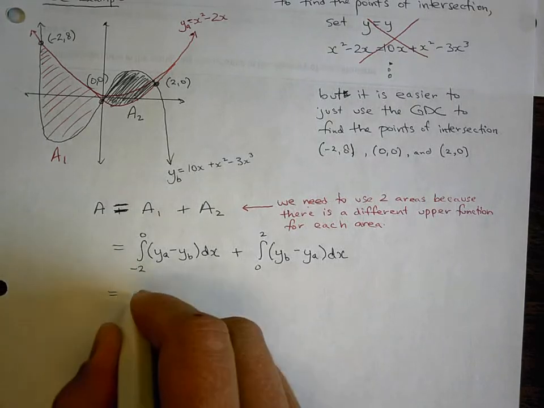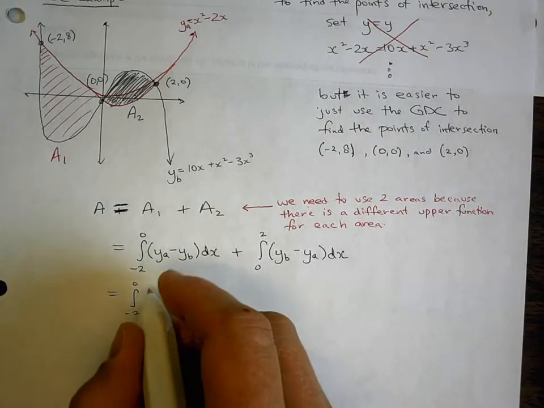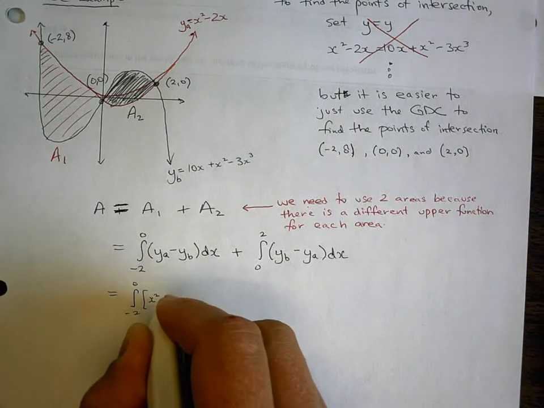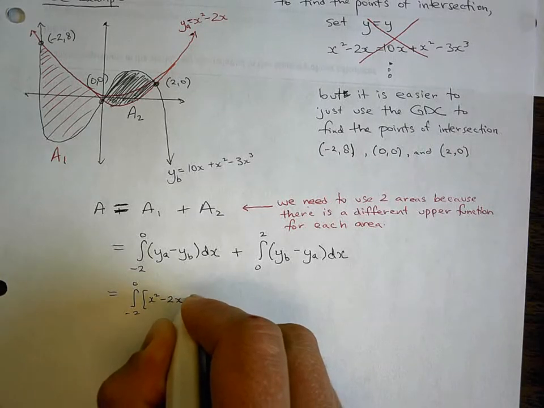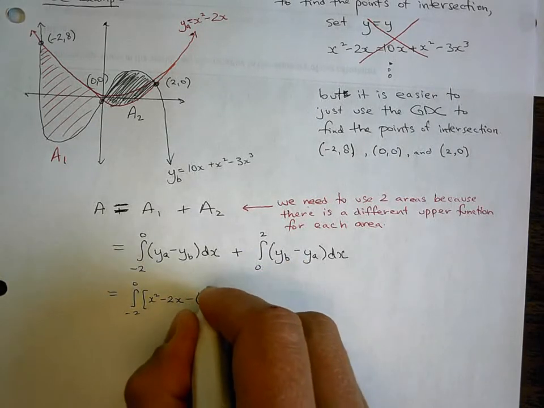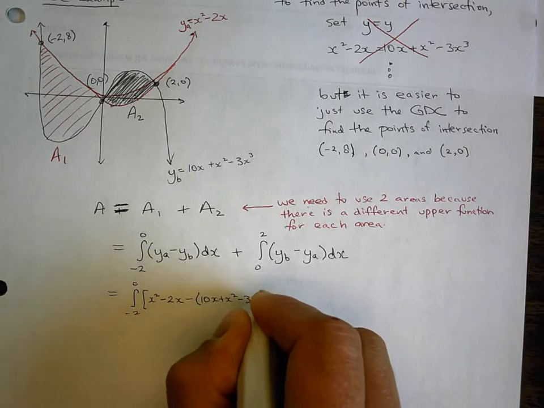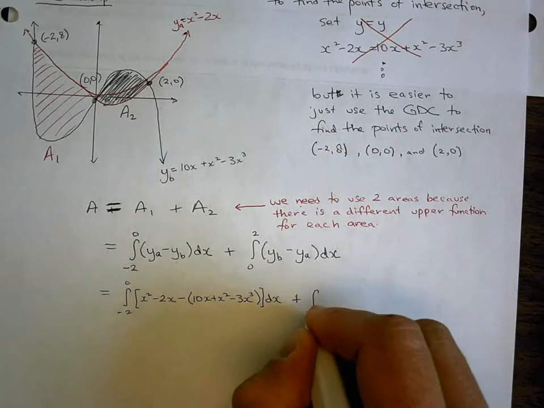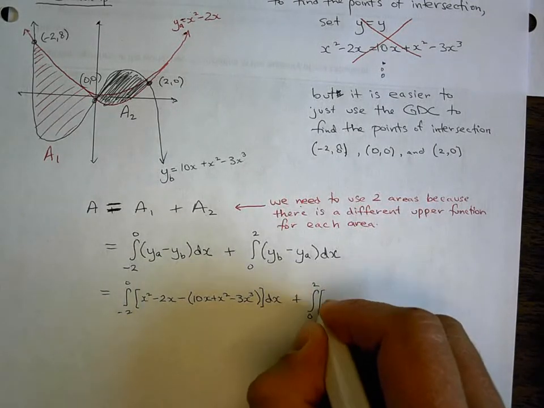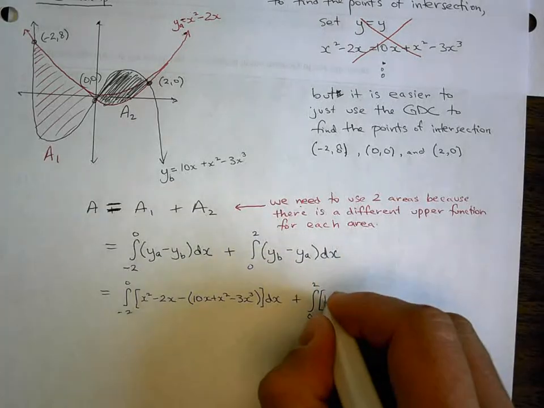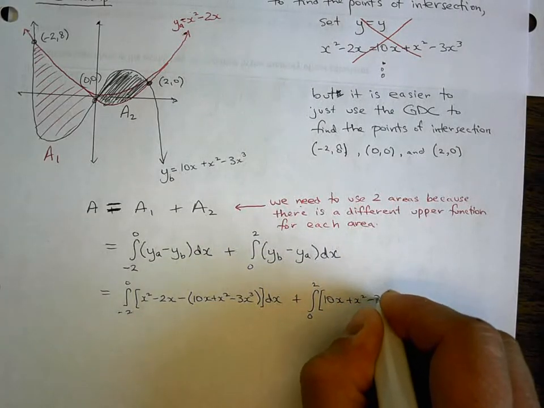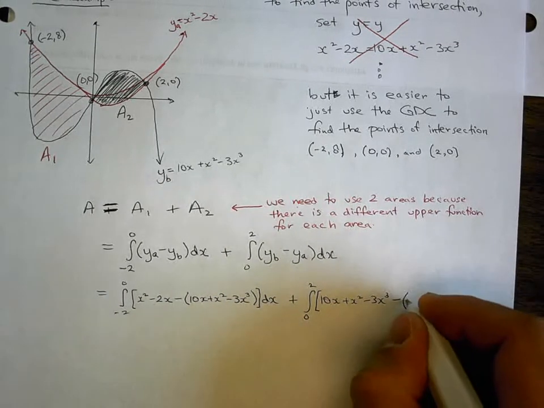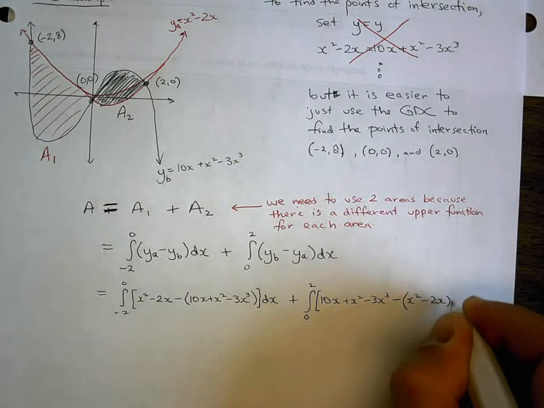Now let me enter the equations. So I have YA, which is x squared minus 2x. Then take away the black one, which is 10x plus x squared minus 3x cubed dx, plus integral from 0 to 2, okay, I have YB, which is 10x plus x squared minus 3x cubed, minus, and then I open the bracket just to be careful, x squared minus 2x dx.